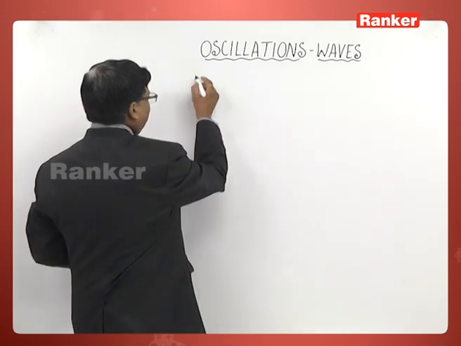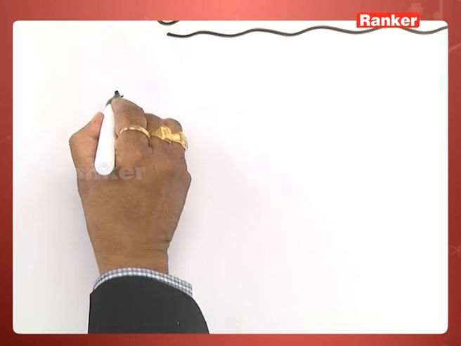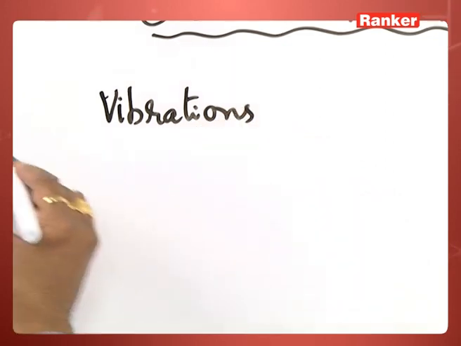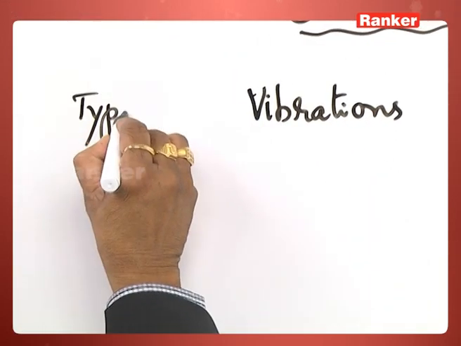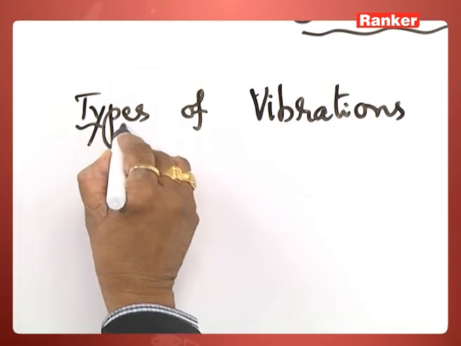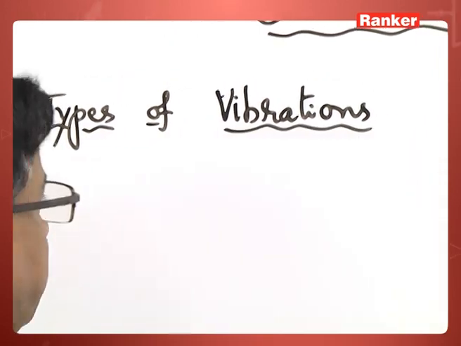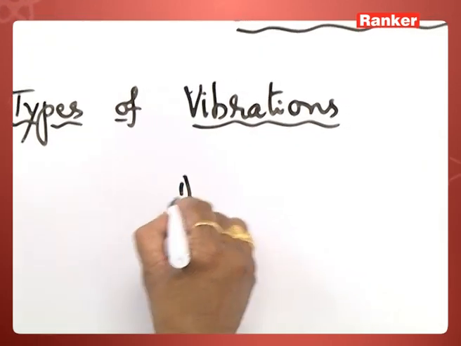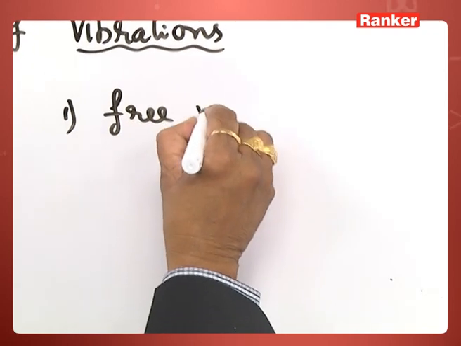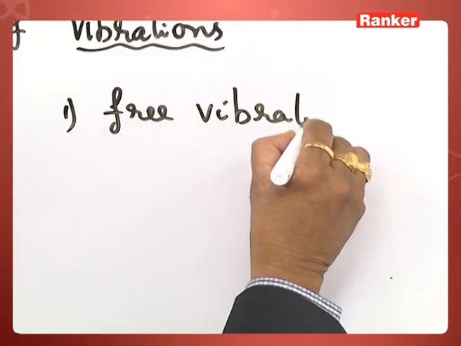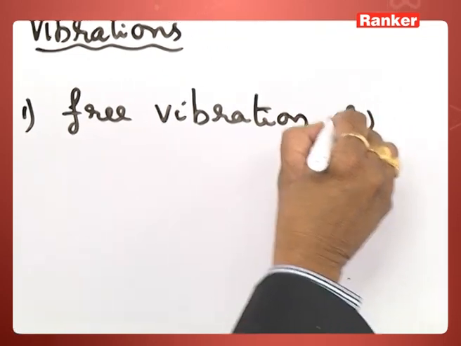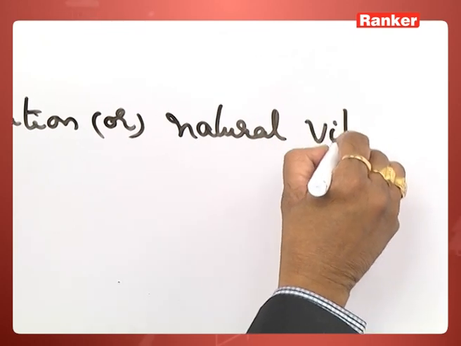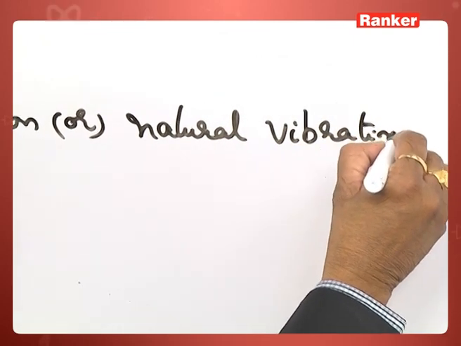Now the question is, what are the types of vibrations we have? We can remember this way, types of vibrations. What are the types of vibrations we have? The very first one we call that one as free vibration, or you can even call it as natural vibration.